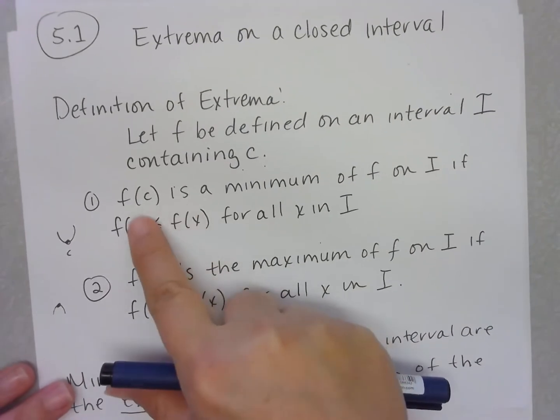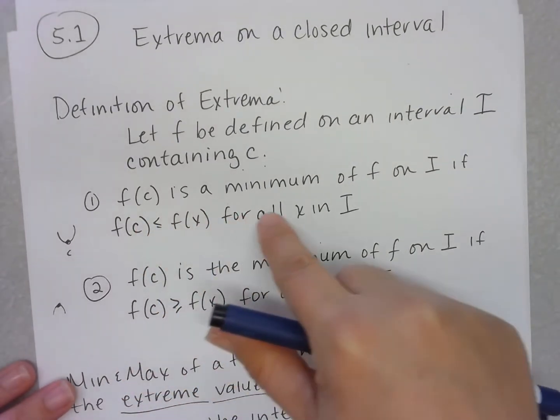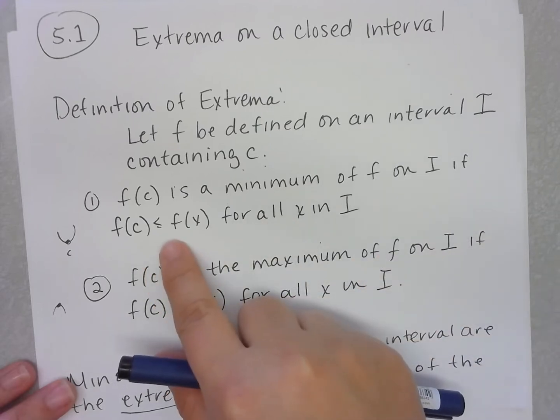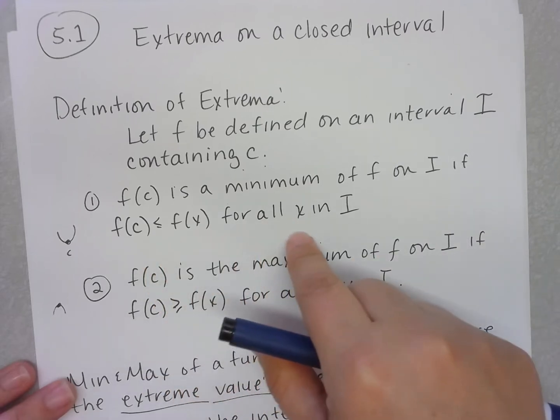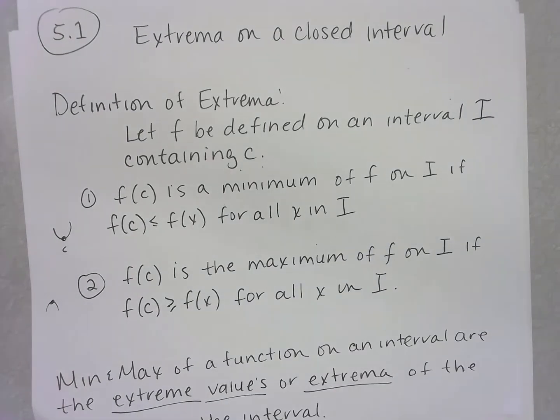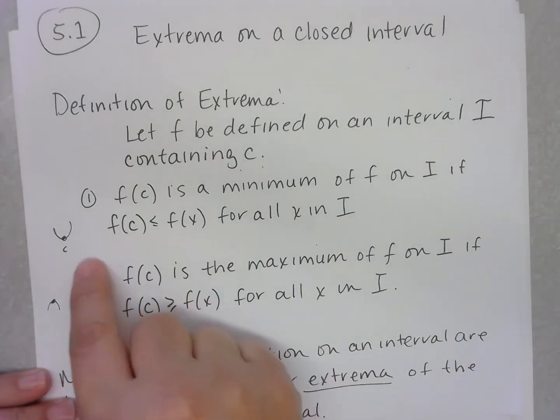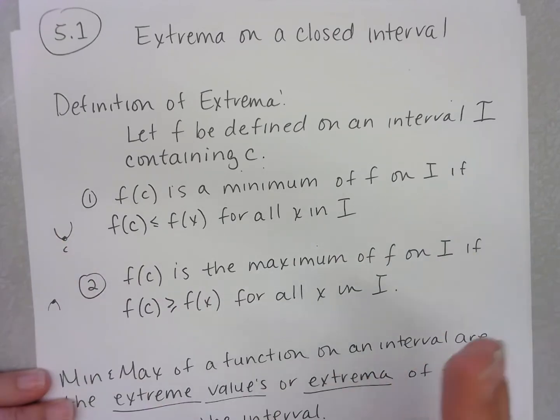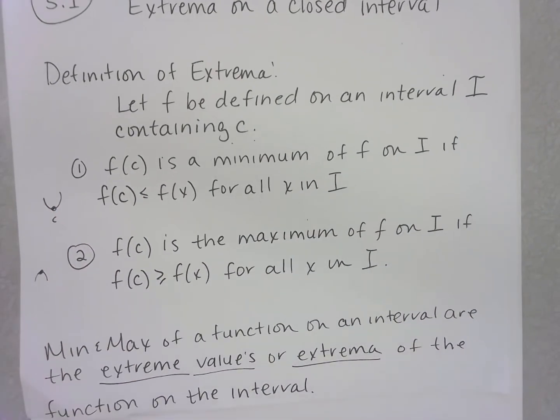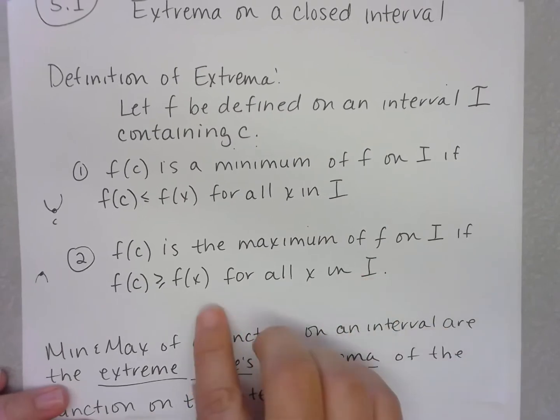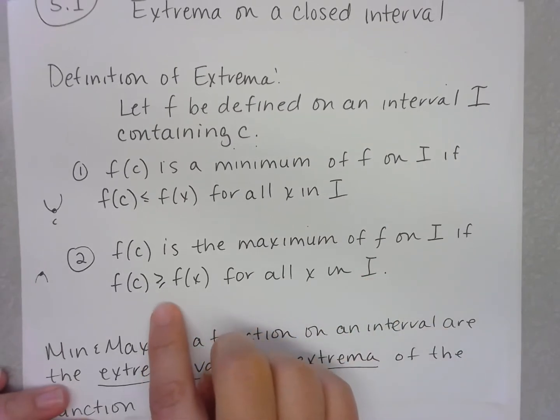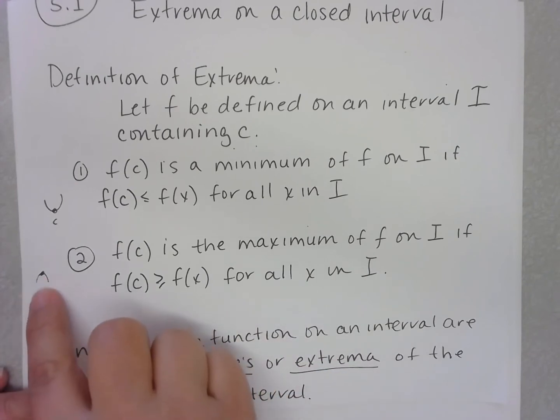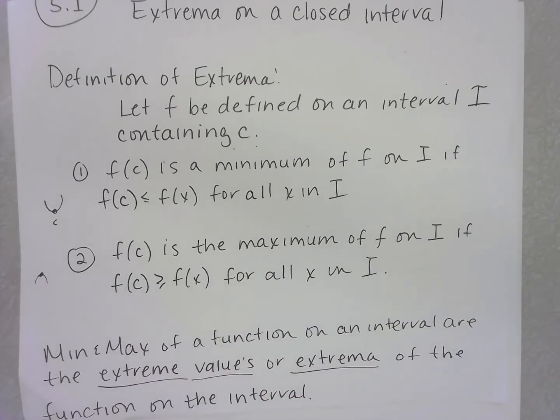f of c, the y value when you plug in c, is a minimum of f on the interval I if f of c is less than or equal to f of x for all x in the interval. Meaning this y value is the smallest y value in the area. Maybe not overall, but in the area. And f of c is a maximum of f on I if f of c is greater than or equal to all the rest of the y values in the interval as well. So I get a little piece like this where the y value is the biggest.